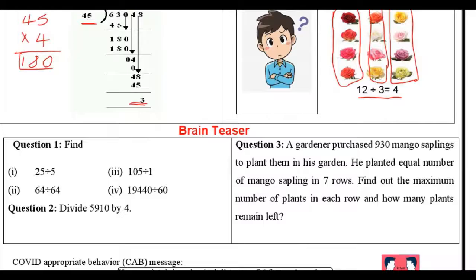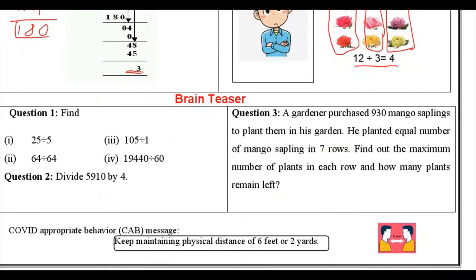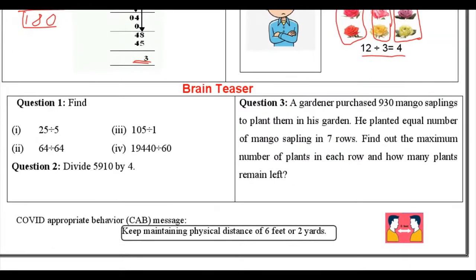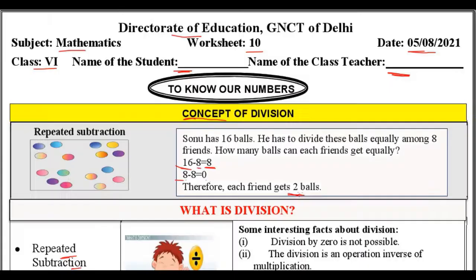Now friends, what we need to do is we need to solve these questions here. So what you see here is question 1, find. Now we need to solve each of these questions. Okay, so let us start solving them. Now you can see the first question given to us is 25 divided by 5. Now let us come to a new page and let us solve. So 25 divided by 5. So we are dividing 25 by 5.